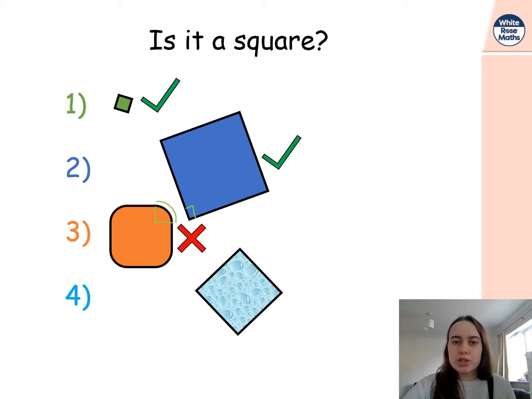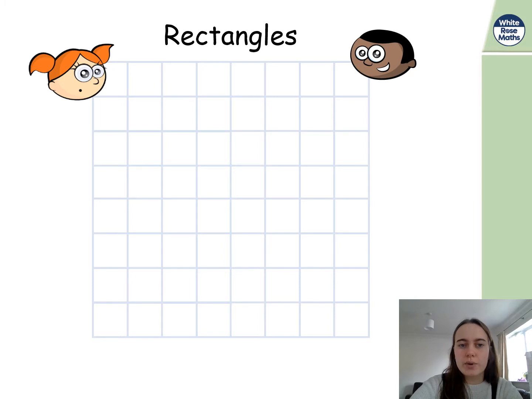How about question 4, is that shape with the water droplets on it a square or not a square? It is a square. Just because it's got a funny pattern on it, it doesn't mean it's not a square. It's still got 4 sides and it's still got 4 vertices. So we're going to have a look at these children draw some rectangles.